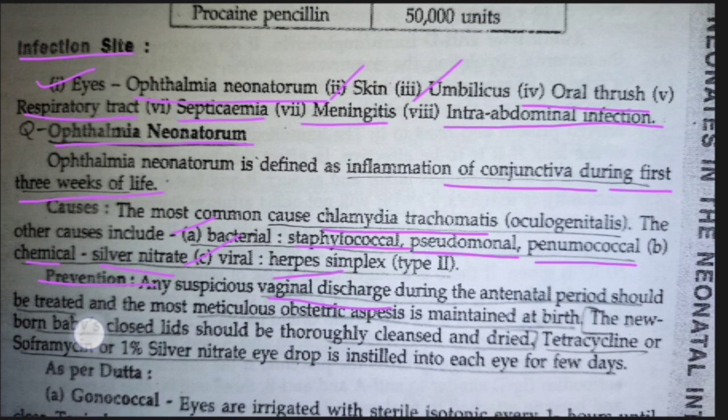And one thing, at the time of birth, the baby will be closing its eyelids. So we need to clean them thoroughly, even if it is closing its eyes. If we follow an aseptic manner of delivery, that is, a high level of hygiene in the delivery process, this condition can be eliminated. To cure this, we use tetracycline or soframycin or 1% silver nitrate eye drops. By using this, within a few days or weeks, the baby gets cured.